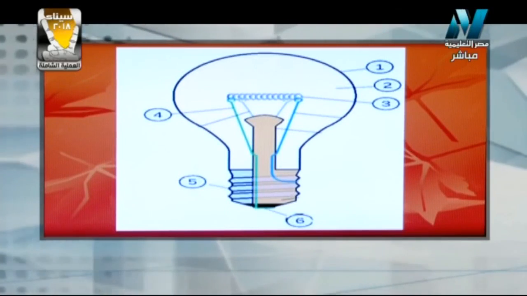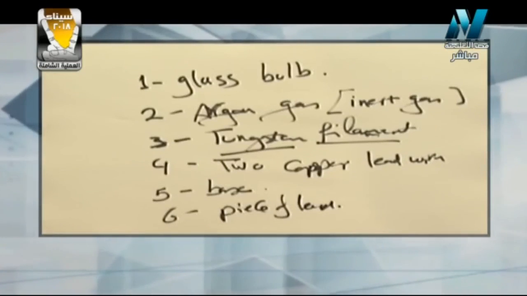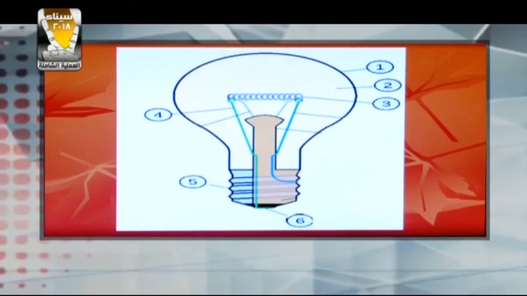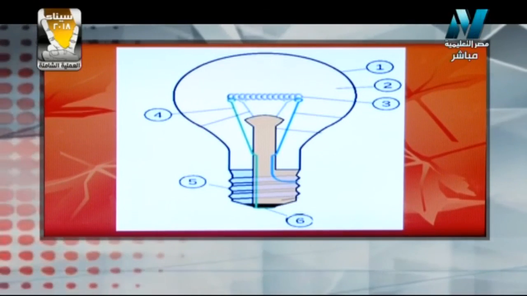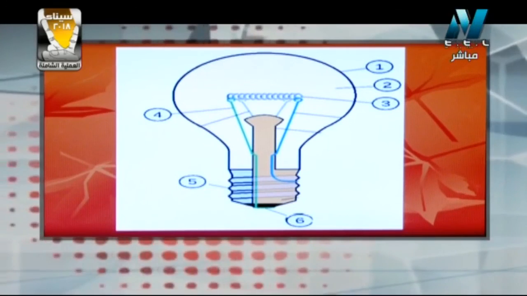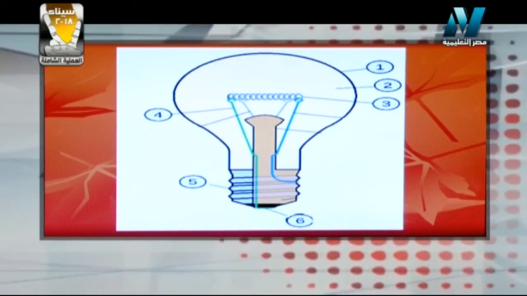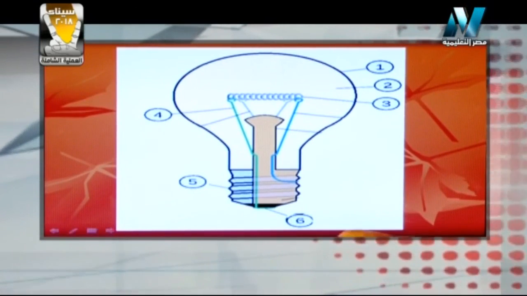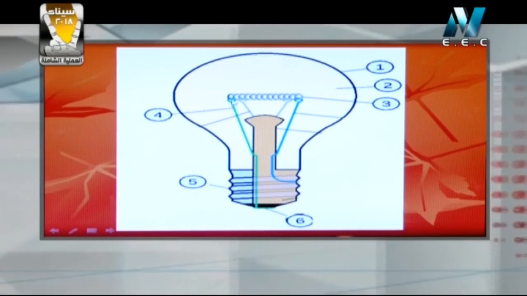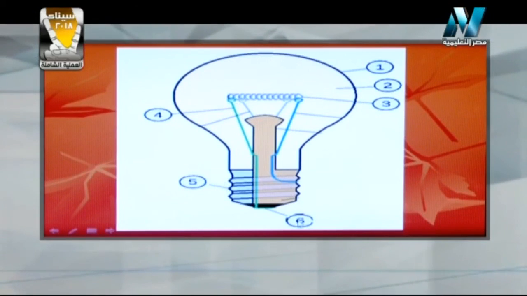Now we will summarize the structure of the light bulb. Number 1, again, is the glass bulb. Number 2 is the argon gas. When the arrow points into the air, it means argon gas. An arrow pointing at the air is what we call argon gas or inert gas. Number 3 is the tungsten filament. Number 4 is the 2 copper lead wires. Number 5 is the base. Number 6 is the piece of lead.